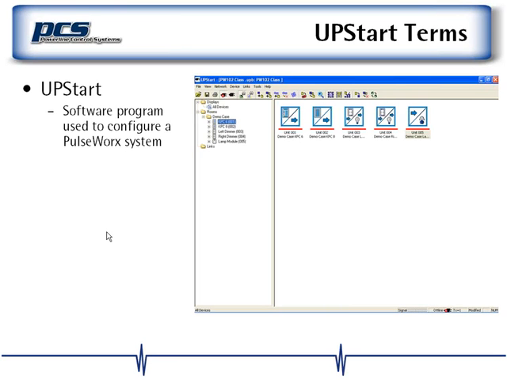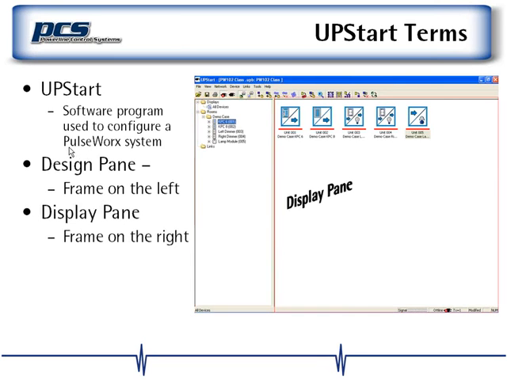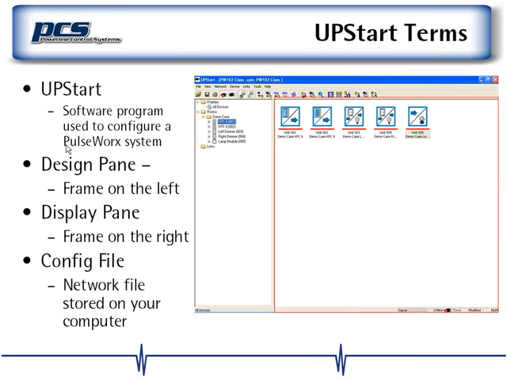Now let's talk a little bit about some of the terms that we use and kind of the layout of things. UPStart is the software. The design pane, which basically gives you a Windows kind of looking output on the left-hand side. It'll show rooms, devices within rooms. It'll show your scenes as you build them out. The right-hand frame is really the display pane, or whatever we're displaying or working with. It might just show the devices. If you're working with a link, it'll show up there. But that's actually kind of your display pane.